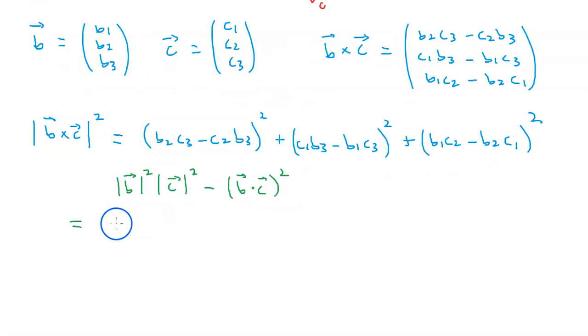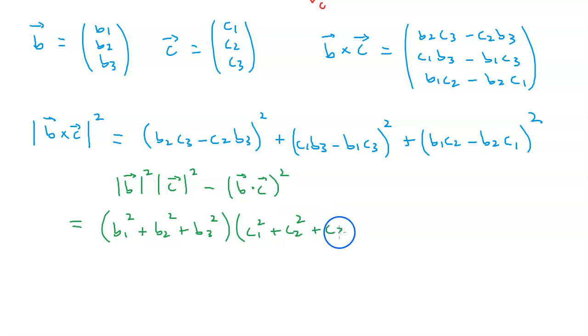Alright, so this is equal to (B1 squared plus B2 squared plus B3 squared) times (C1 squared plus C2 squared plus C3 squared) minus (B1 C1 plus B2 C2 plus B3 C3) all squared.